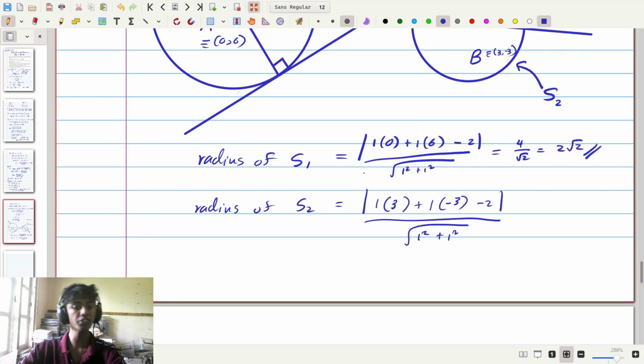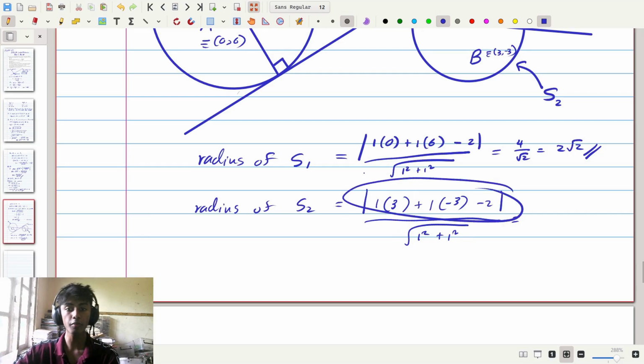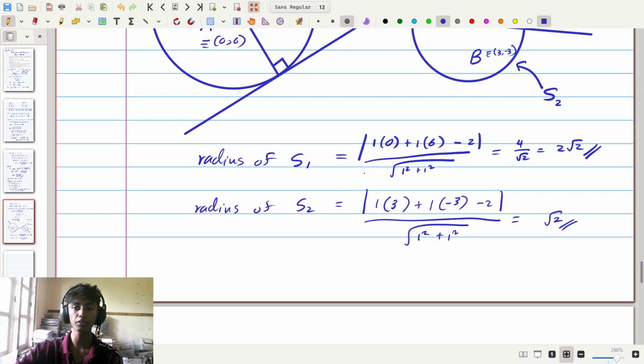Now similarly, if we consider the radius of the circle S2, it's going to be equal to the modulus of 3 minus 2, and these two cancel, leaving us with minus 2. So we have minus 2 divided by root 2. So the answer here is modulus of minus 2, which is 2, divided by root 2, which is root 2. And therefore the radius of the circle S2 is root 2.